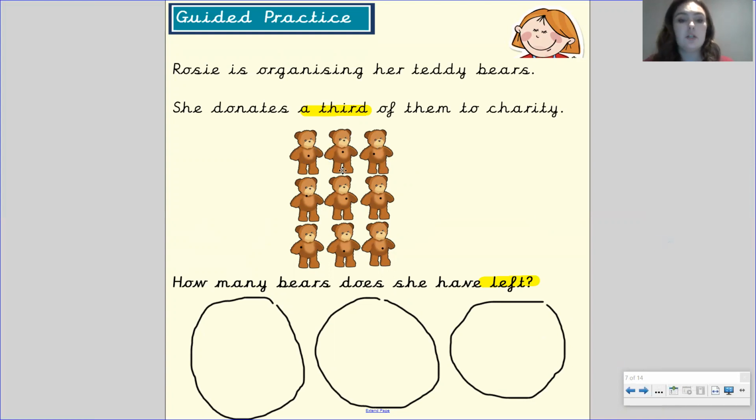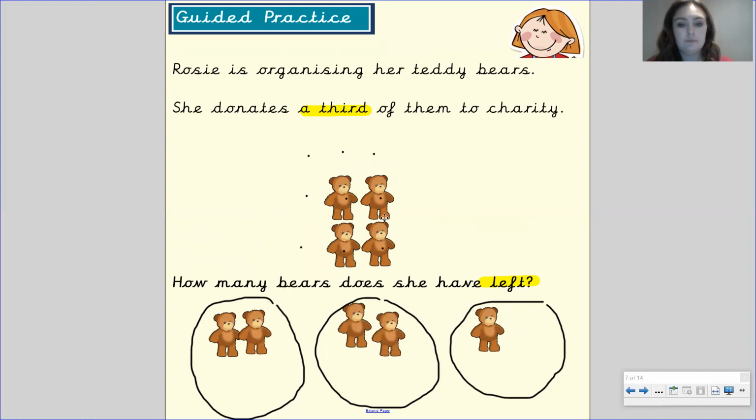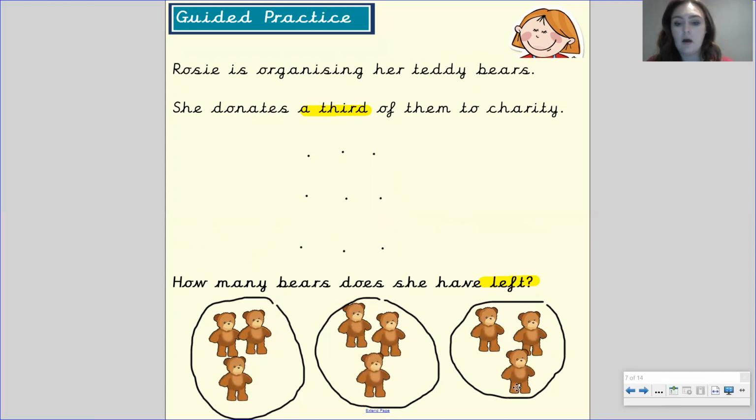Now what we're going to do is share them equally. Just as we did with the counters, we're going to do that with the bears. So we'll do one after the other until we've got no more bears left. Okay, so there are our bears shared.